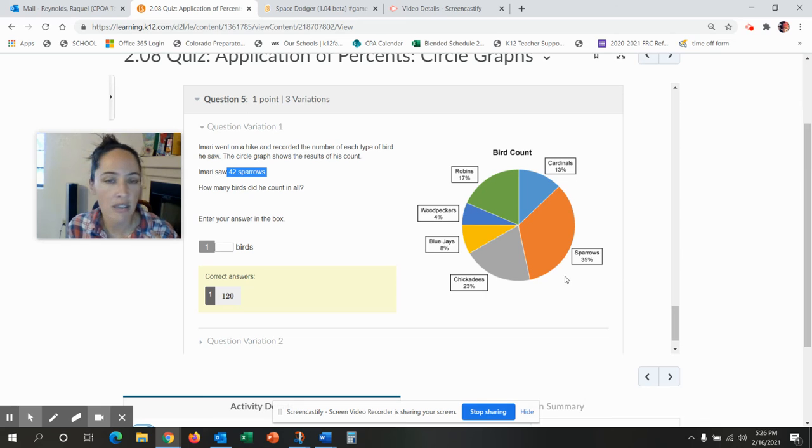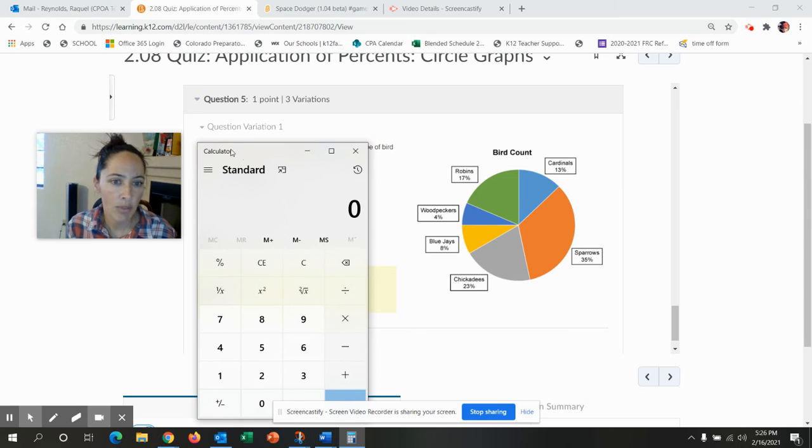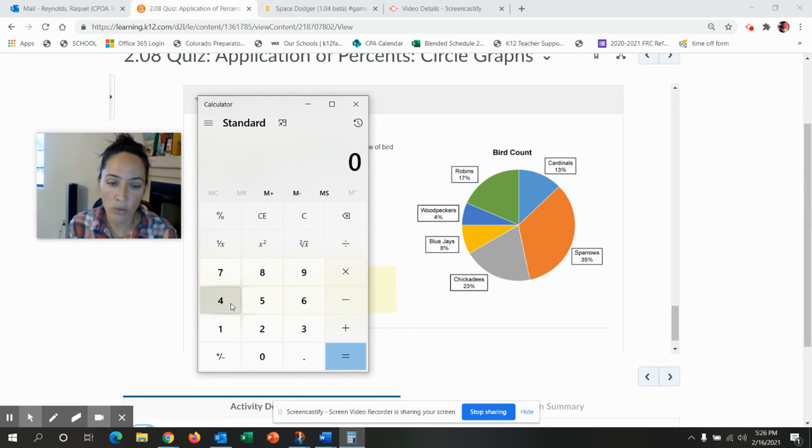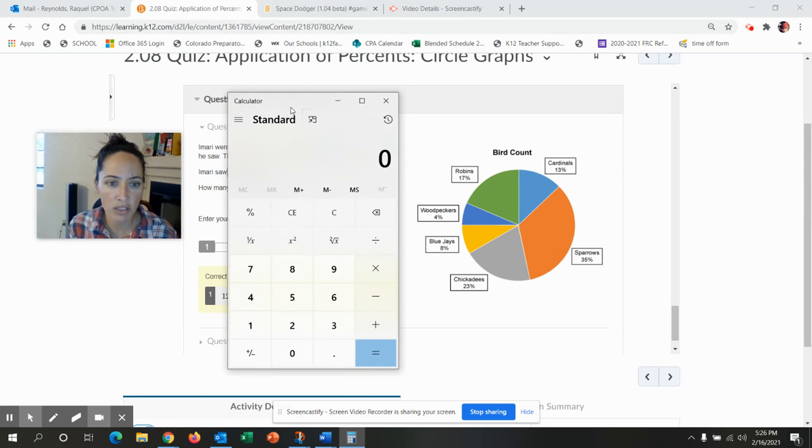But the way I see it, we saw the part of 42 sparrows. I know the percent of how many sparrows, percent of the whole. So I'm going to do the whole is the part divided by the percent, right? The percent is a decimal. That's how I see it. But again, that's only one way. So again, 42 sparrows divided by 35%.